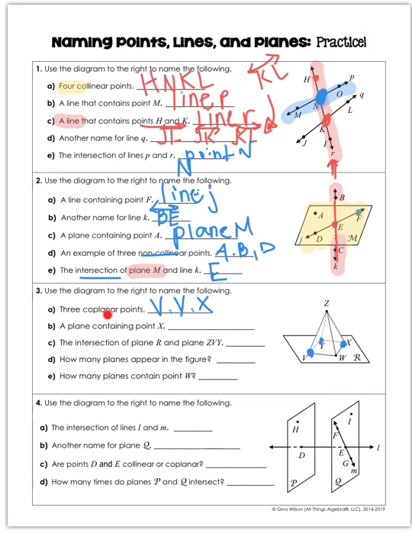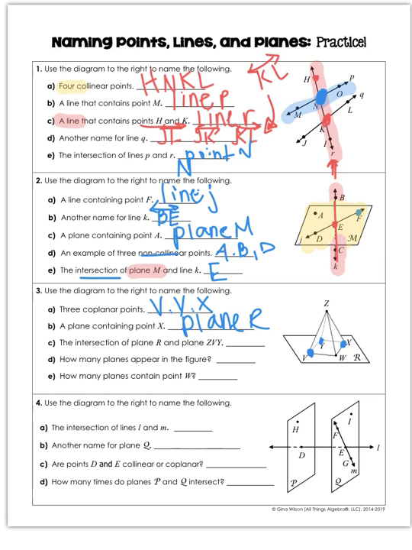Okay, next it says a plane containing point X. Well, the plane that has point X is this plane R right here. So it's this bottom plane that has point X. So I'm going to go ahead and write plane R.